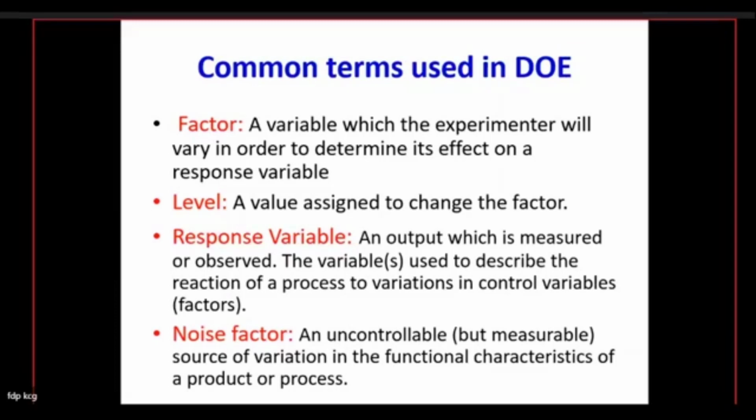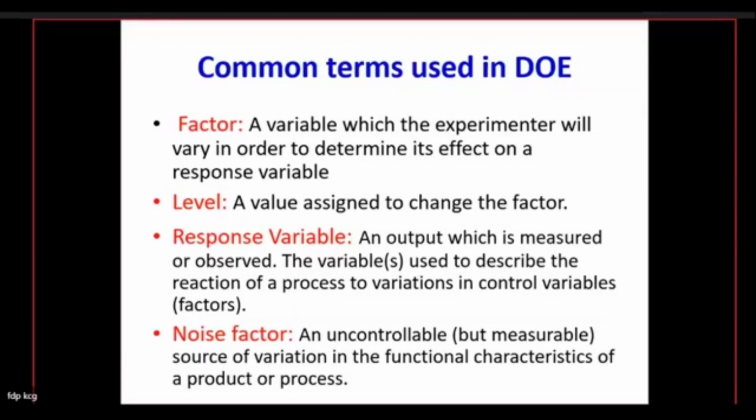But to find out whether the change in the response is due to the control factors, or due to some uncontrolled factor which we are not able to control, that is known as a noise factor, or that leads to noise factors. An uncontrollable source of variation in the functional characteristics of a product or a process is known as a noise factor. And that is very, very essential.